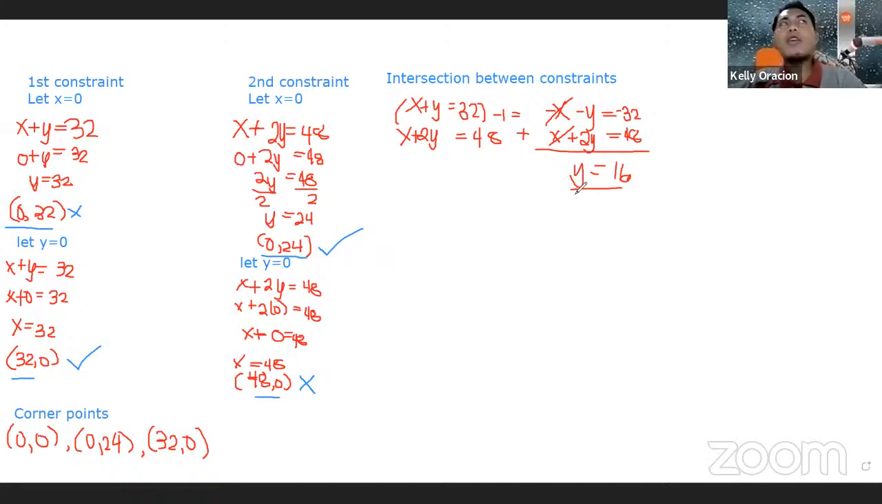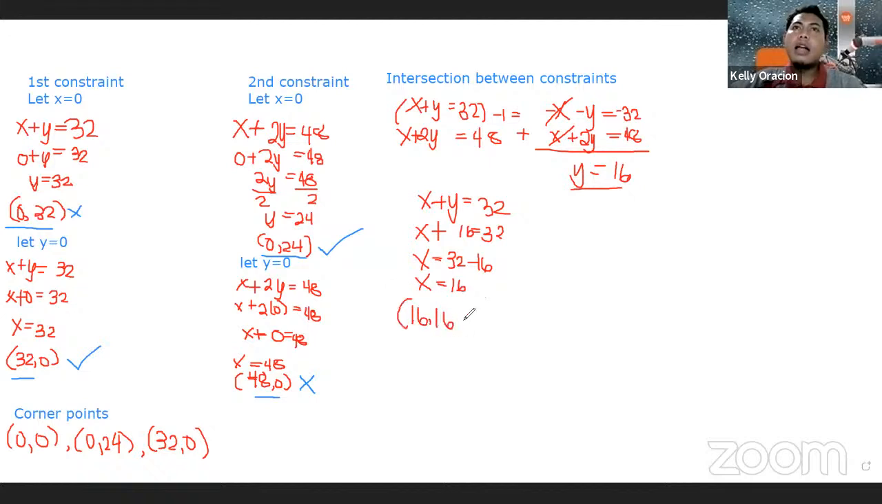Now, meron na tayong y, so we will solve for x. It's up to you kung ano yung gagamitin ninyo, yung first constraint or second constraint. So I will use the first equation, the first constraint. Substitute our y which is 16. And then we combine like terms. And x is 16. So the intersection of the two constraints is 16, 16.